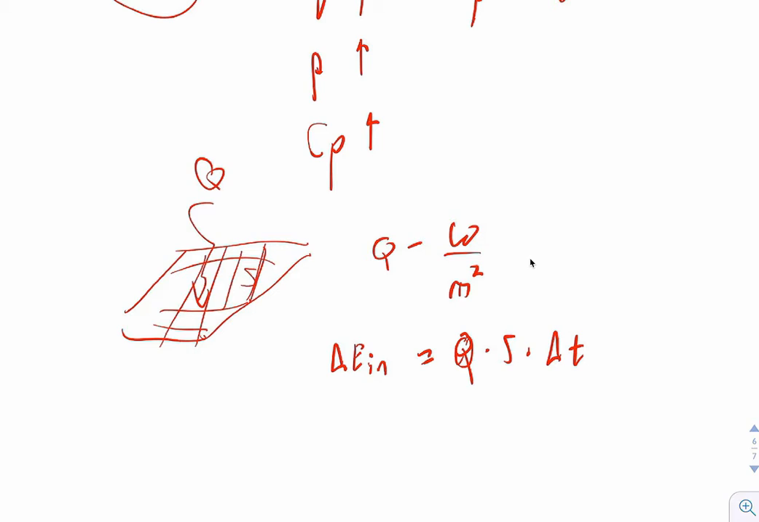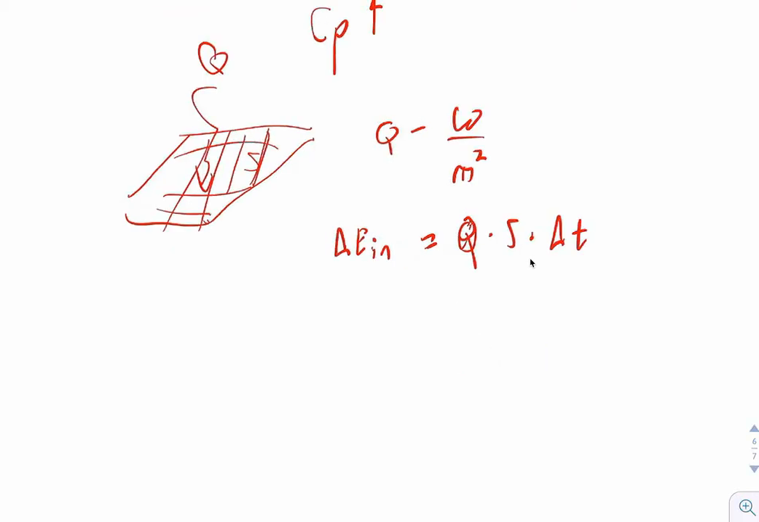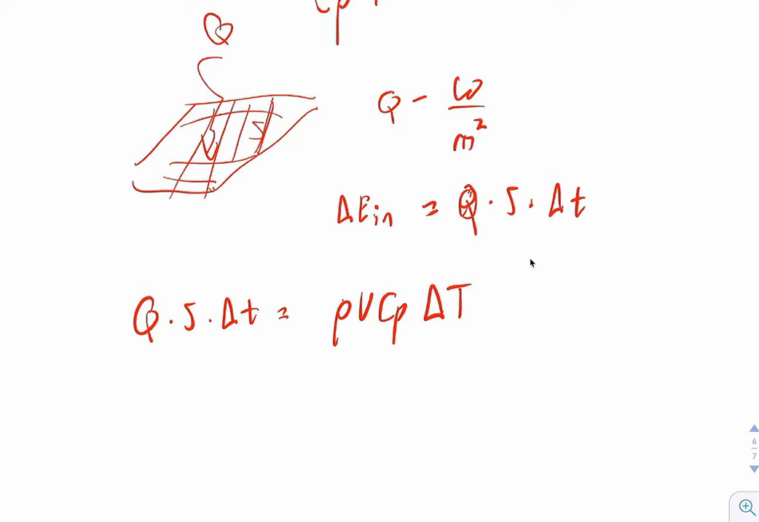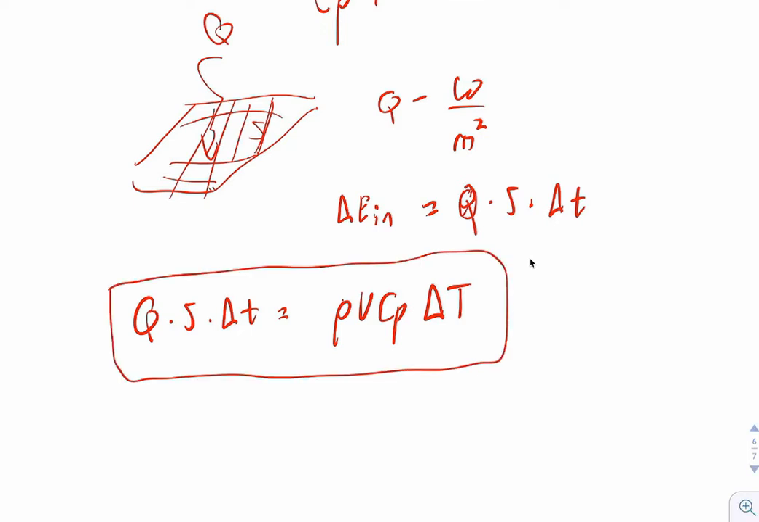So now we can set these two to be the same. We have Q times S times delta t is equal to rho V Cp delta T, the change in temperature. So little t is time, big T is temperature. This is the basic relation between these two things. Again, we're assuming that the water is perfectly mixed in the box, with a single density and that the temperature of the water is constant throughout.